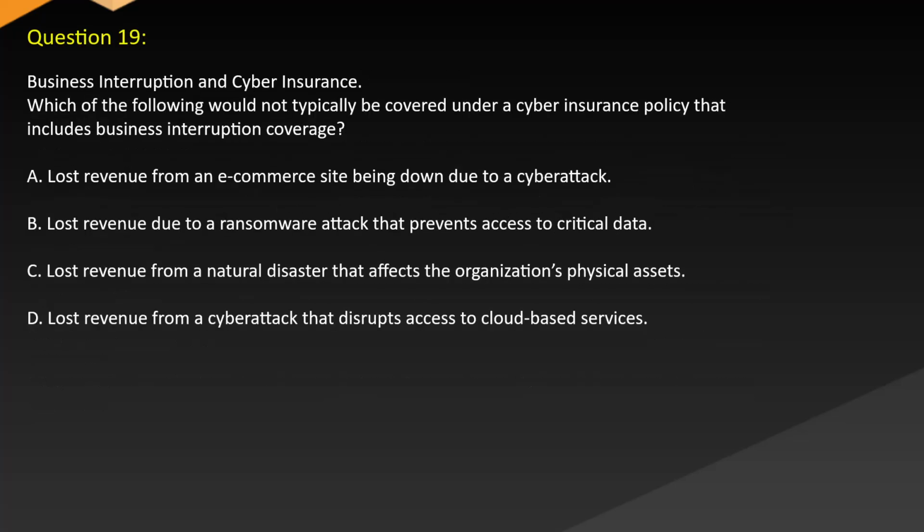Question 19. Business interruption and cyber insurance. Which of the following would not typically be covered under a cyber insurance policy that includes business interruption coverage? A. Lost revenue from a commerce site being down due to a cyber attack. B. Lost revenue due to a ransomware attack that prevents access to critical data. C. Lost revenue from a natural disaster that affects the organization's physical assets. D. Lost revenue from a cyber attack that disrupts access to cloud-based services.